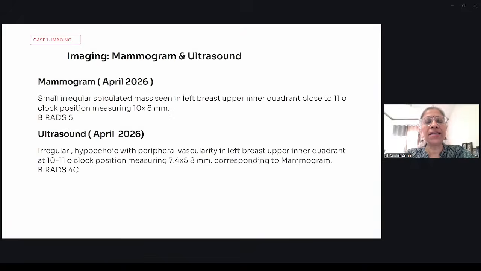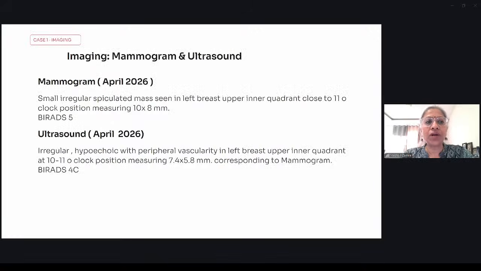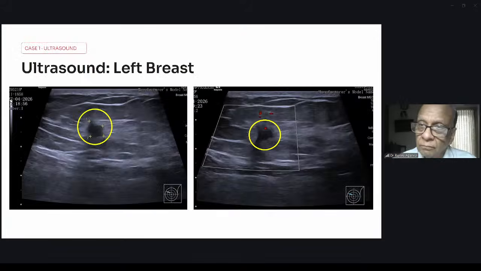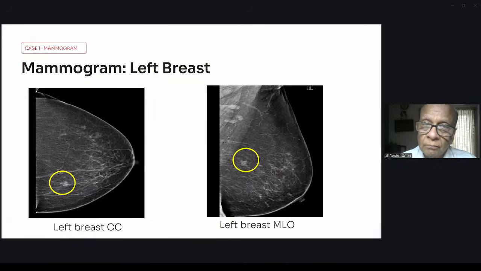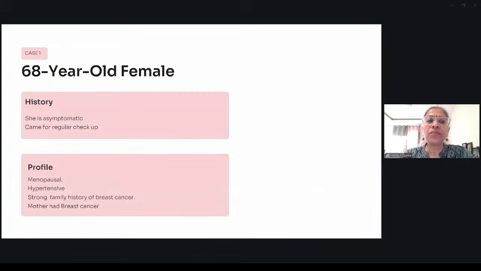Dr. Twisha, can I just ask you a question? Because you mentioned that her mother had breast cancer, what was her mother's age when she was diagnosed? And did the lady you are presenting have any previous mammogram? No, ma'am. She had just come to us for a regular health checkup. There were no previous mammograms to compare with.